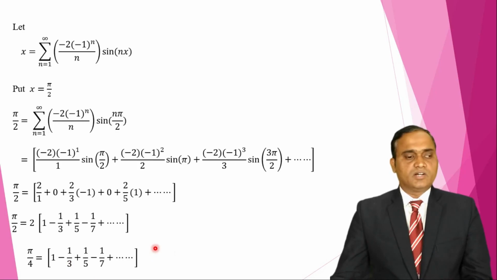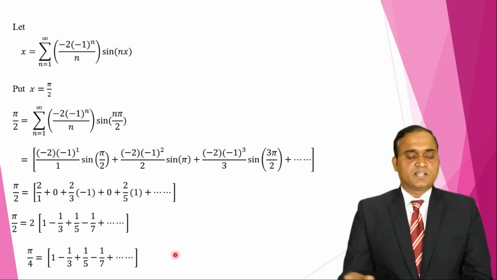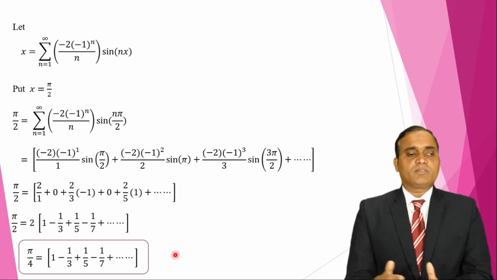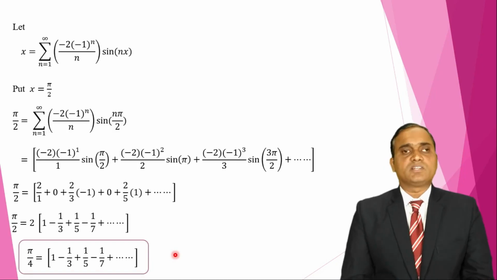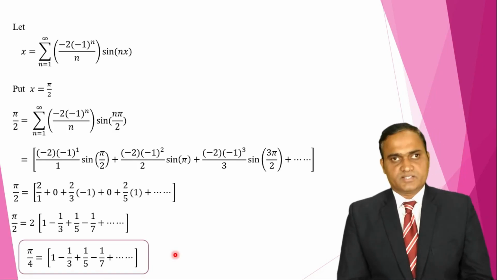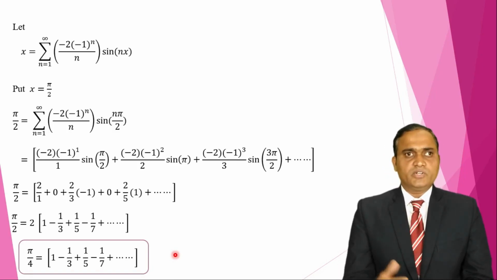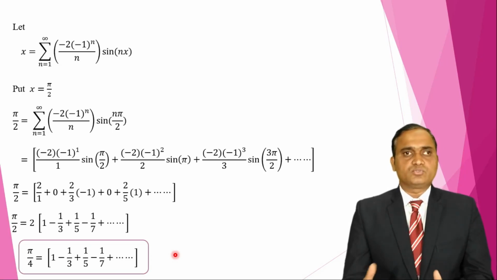That means we reach our final answer: pi by 4 is 1 minus 1 by 3 plus 1 by 5 minus 1 by 7 plus and so on. So in this video lecture, we studied how to find the Fourier series in the interval minus pi to pi, and that function is x.